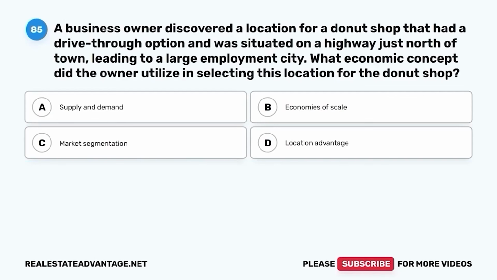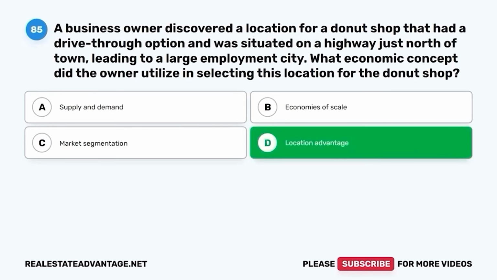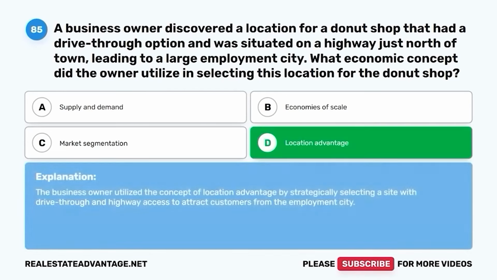Question 85. A business owner discovered a location for a donut shop that had a drive-through option and was situated on a highway just north of town, leading to a large employment city. What economic concept did the owner utilize in selecting this location for the donut shop? A. Supply and demand. B. Economies of scale. C. Market segmentation. D. Location advantage. The correct answer is D. Location advantage. The business owner utilized the concept of location advantage by strategically selecting a site with drive-through and highway access to attract customers from the employment city.